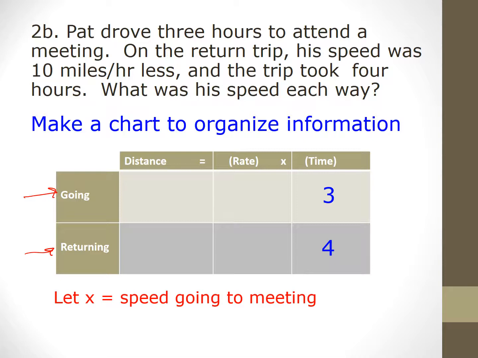Now let's define our variable. We're going to let x be the speed going to the meeting, how fast he drove to the meeting. So we're going to put that under rate in this table. So now we know going to the meeting, we know his rate, and we know the time.